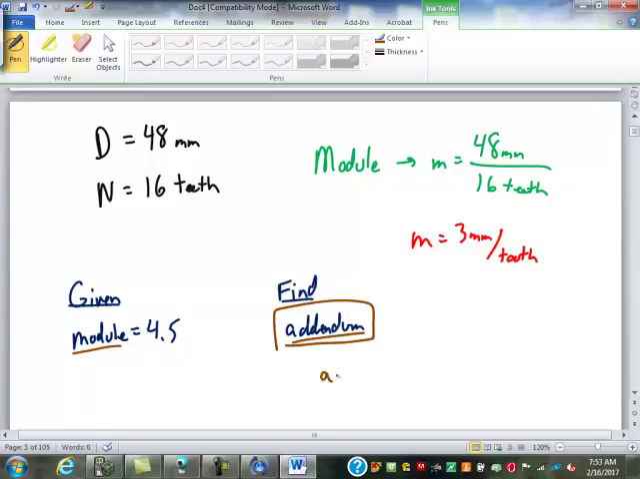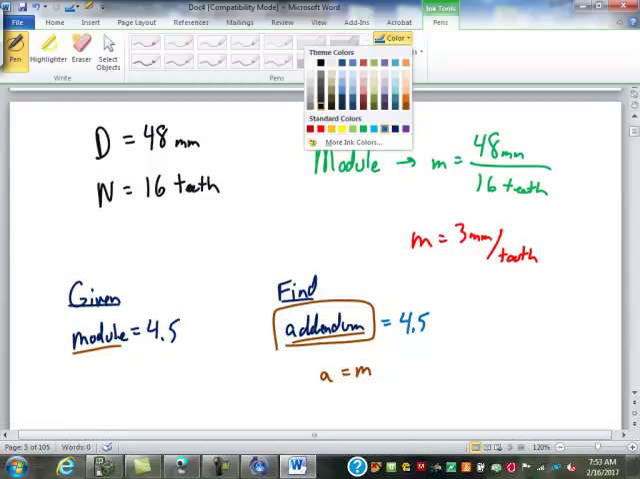Addendum, A equals what? Yeah, A equals M. A equals the module. So the module is 4.5. The addendum is 4.5 millimeters. That's another reason why they use the module system this way, is the addendum and the module end up being equivalent.